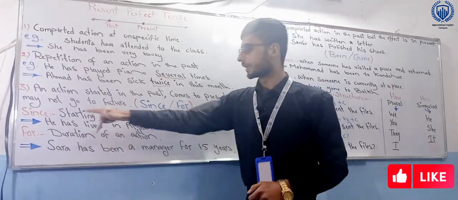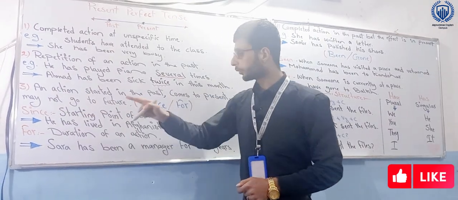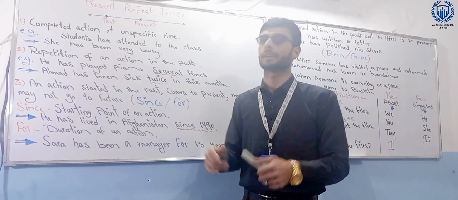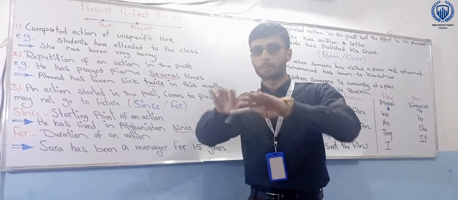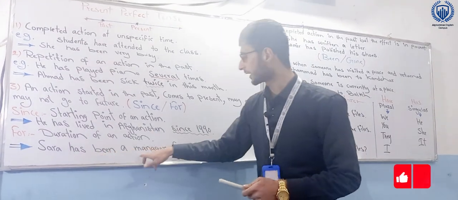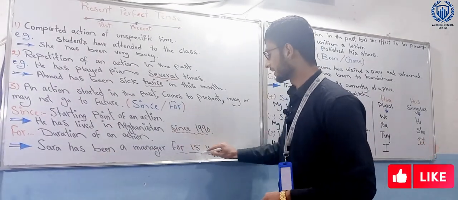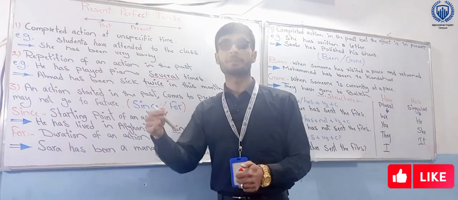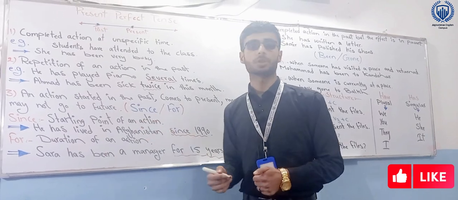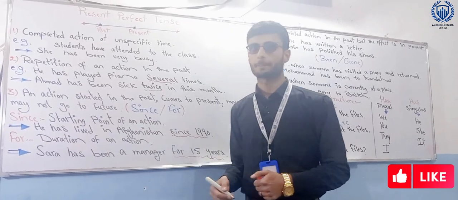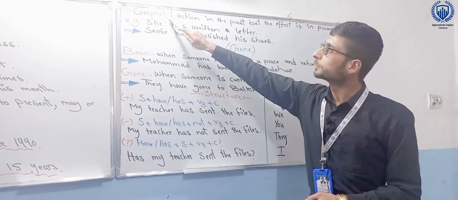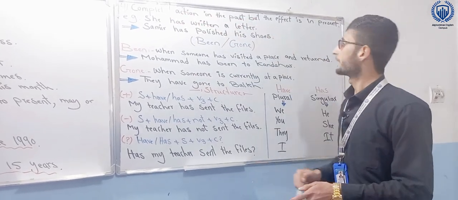The second is use of for. For is for duration of an action, or we can say for period of an action. When we want to talk about the period of our action, here we should use for. Sarah has been a manager for 15 years. It means it is about 15 years that Sarah has worked as a manager, and here we should use present perfect tense.